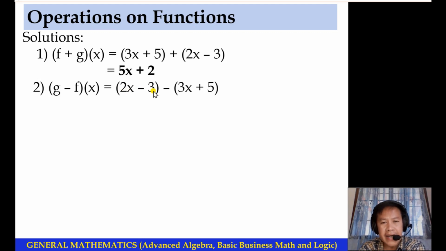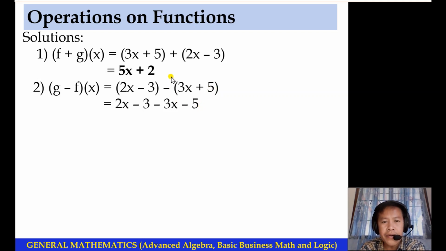Now, we are going to remove the symbols of grouping. If a parenthesis is preceded by a positive sign, what you need to do is to automatically remove the symbol of grouping without changing the sign. Therefore, this will become 2x minus 3 minus then negative 1 times 3x is equal to negative 3x. Then negative 1 times 5 is equal to negative 5. Take note, if a parenthesis is preceded by a negative sign, all the signs of the terms inside the parenthesis will change. And that is why from positive 3x, it became negative 3x, and from positive 5, it became negative 5.